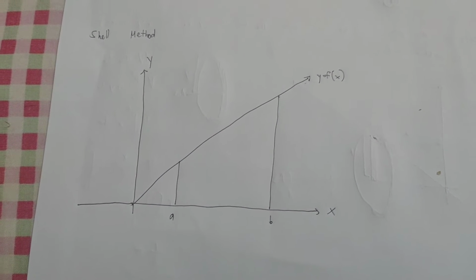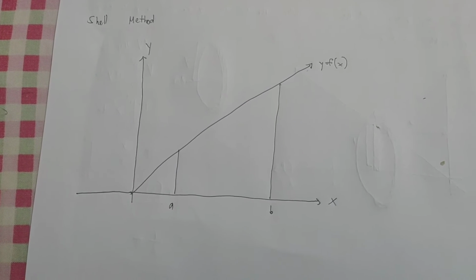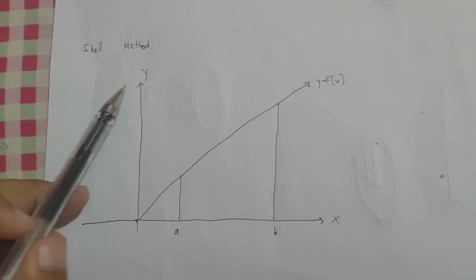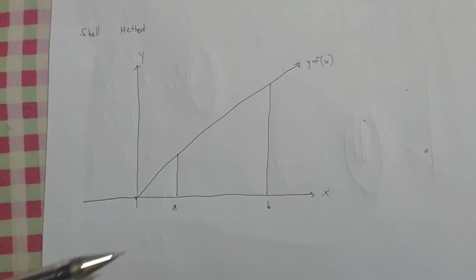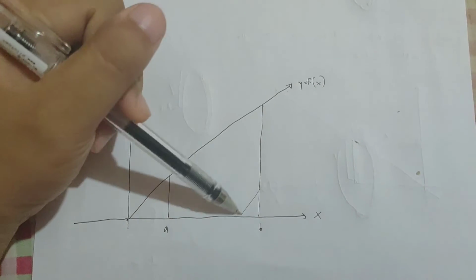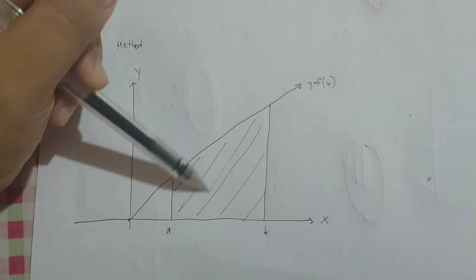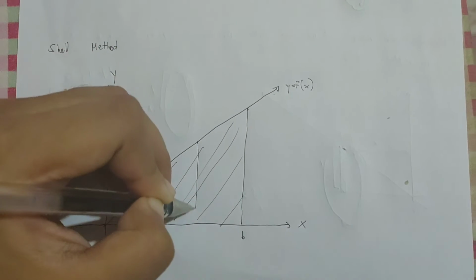So we will now proceed to shell method. This is the sample graph. The concept of a shell method. Let's say this will be our y, this will be our x, and this line will be our y equals f of x. This part will be our a and our b, and this inside the a to b will be our area of interest. Let's say this will be our vertical strip.